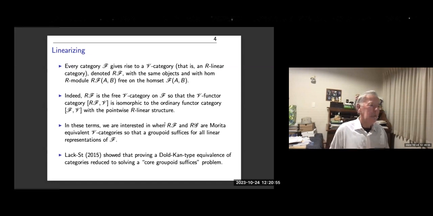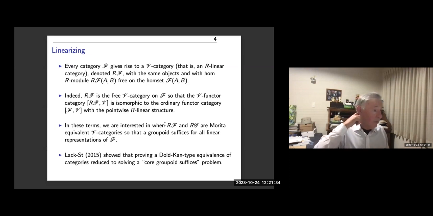So if you've got a category, you can always take the HOMs as a basis for a vector space, and so you just take the category that you get, which becomes an additive category. You can add the HOMs, each HOM is a vector space over R, or a module over R if R is just a ring. And so that's what I'm writing as RF. You could write R sub star F or something like that, but it's the free V category, meaning category enriched in modules.